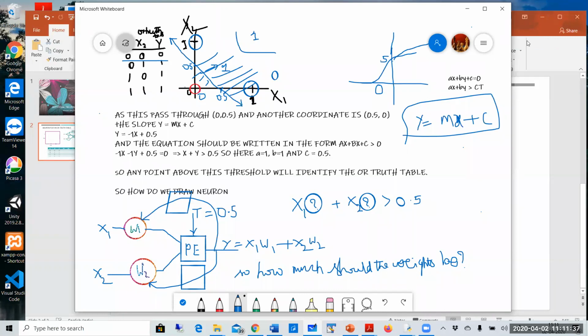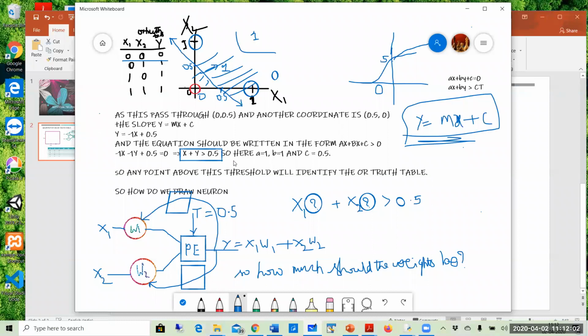Here we will use y is equal to mx plus c as an equation, and it should be written in the form ax plus by plus c greater than 0. So minus 1x minus 1y plus 0.5 is equal to 0. That means x plus y is greater than 0.5. So for anything to be true, x plus y should be greater than 0.5, where a is 1, b is 1, and c is 0.5. Any point above this threshold will identify the OR truth table.